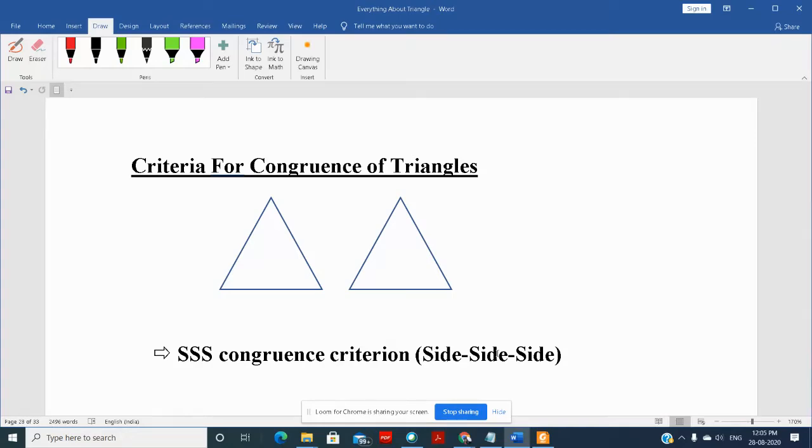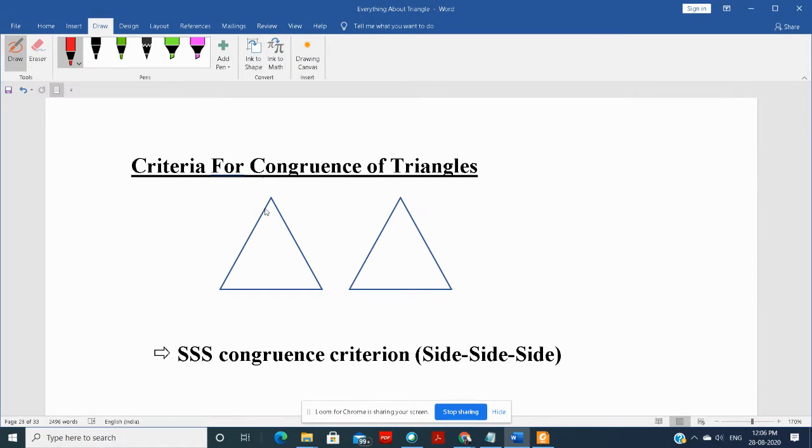Hello everyone. Let's start talking about criteria for congruence of triangles. Look at these two triangles. Now, we know that two triangles are congruent if all the corresponding parts of these triangles are congruent. Now, what do we mean by corresponding parts?